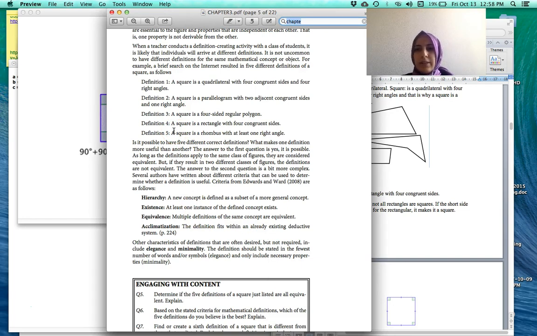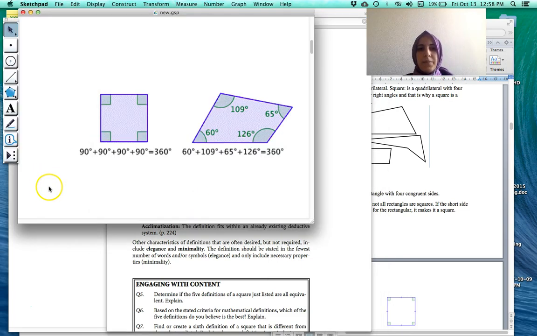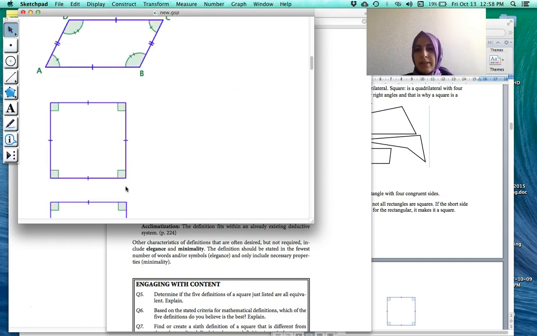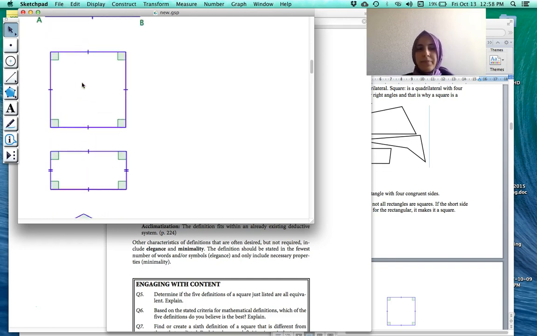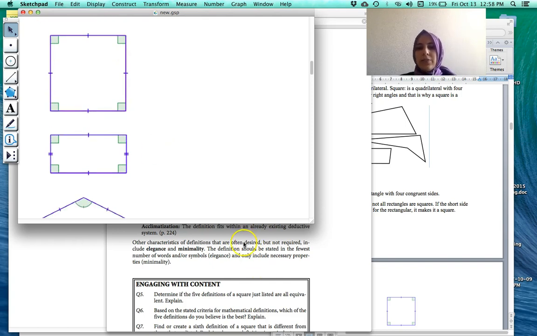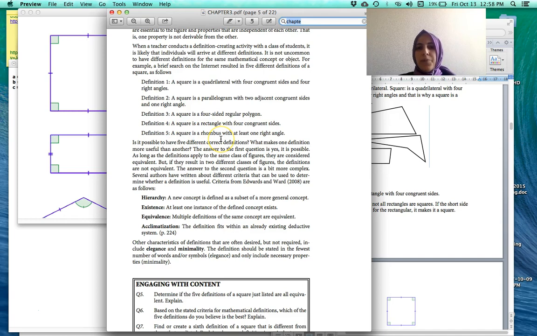Look at definition 4. A square is a rectangle with four congruent sides. Look at this rectangle and the square. All squares are rectangles, but not all rectangles are squares. If the short side and the long side of the rectangle are equal, it makes it a square. As you see, if long equals short, it makes it a square. The last one is definition 5. A square is a rhombus with at least one right angle.